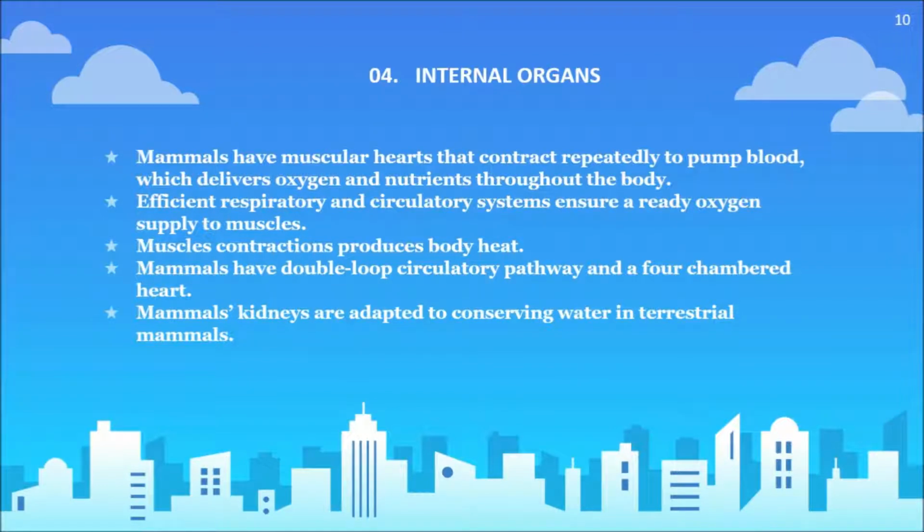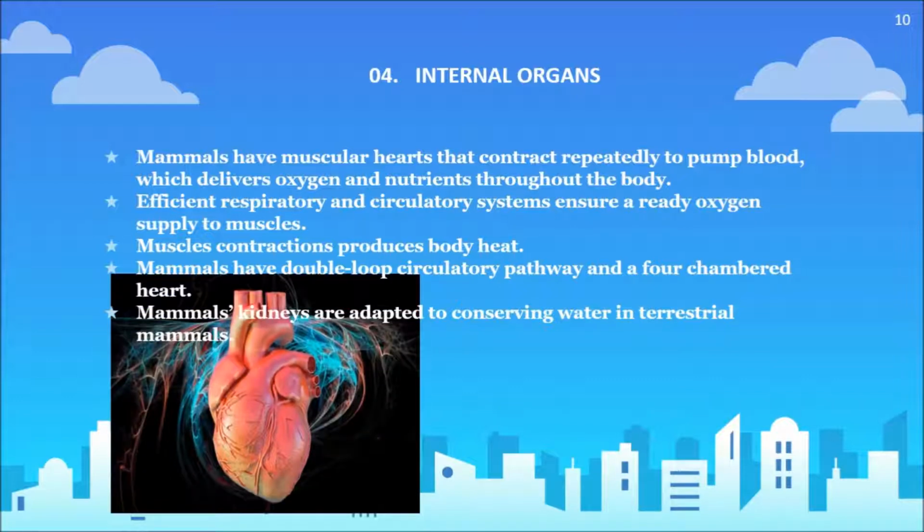Next is internal organs. Mammals have muscular hearts that contract repeatedly to pump blood, which delivers oxygen and nutrients throughout the body. Efficient respiratory and circulatory systems ensure a ready oxygen supply to muscles. Muscle contractions produce body heat. Mammals have a double-loop circulatory pathway and a 4-chambered heart. Mammals' kidneys are adapted to conserving water in terrestrial mammals.